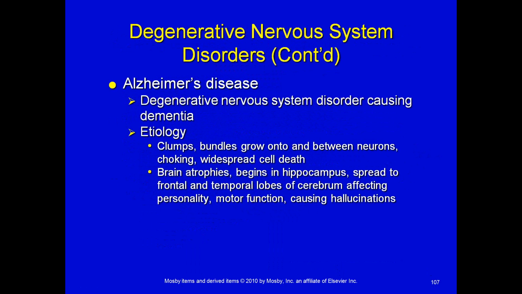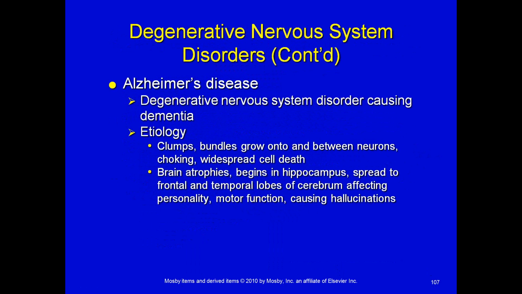Alzheimer's disease is a degenerative nervous system disorder causing dementia. Now, delirium and dementia, we already talked about those being two different things. Delirium, there's typically a cause, a treatment. It's reversible, where dementia is a gradual degenerative nervous system disorder.